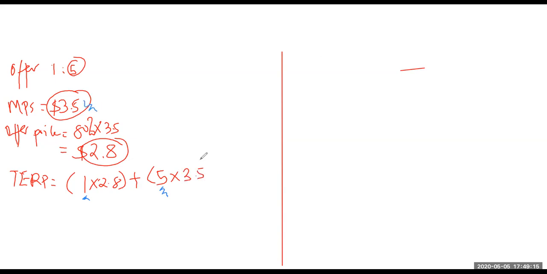Therefore, times 3.5, we divide by the total number of shares we have after. As a shareholder, you'll be having the 5 old shares plus the 1 new share. In total, you'll be having 6 shares. Therefore, we divide by 6 to give us the theoretical exercise share price, which is how much? Which will give us 3.38.